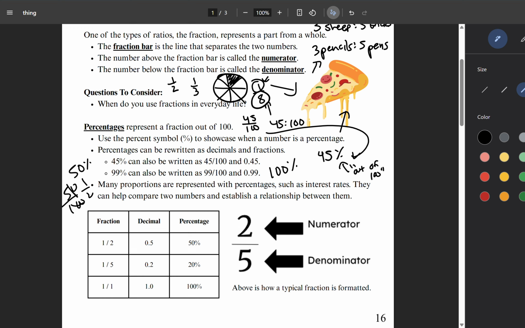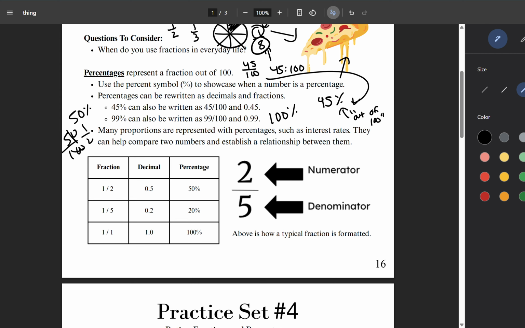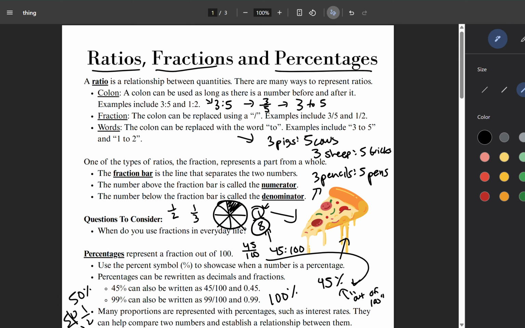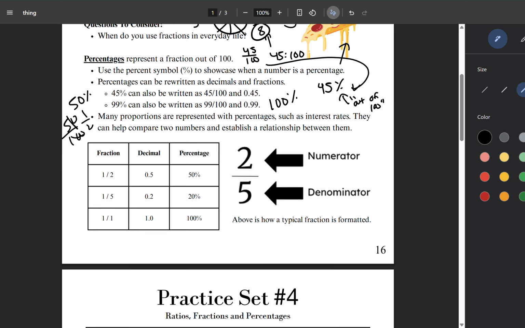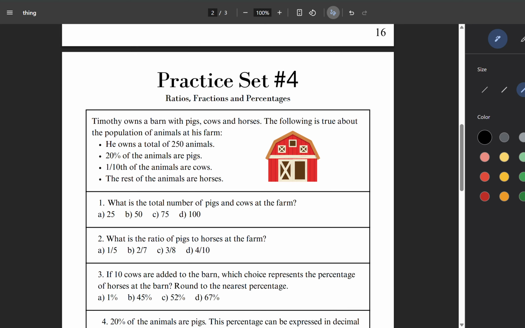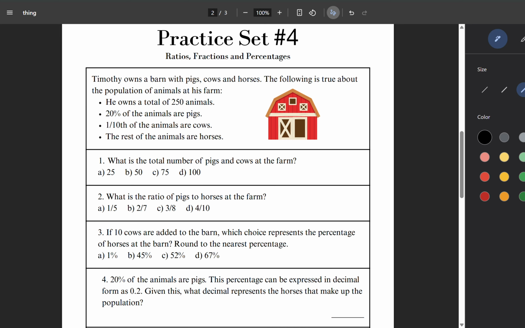So keep that in mind. And last but not least, here we can see percentages are used all the time. We see it's being used here for interest rates. As I mentioned before, you use it for grades, your averages, all sorts of things. So now let's move on to some practice, now that we reviewed what ratios, percentages, and fractions are.